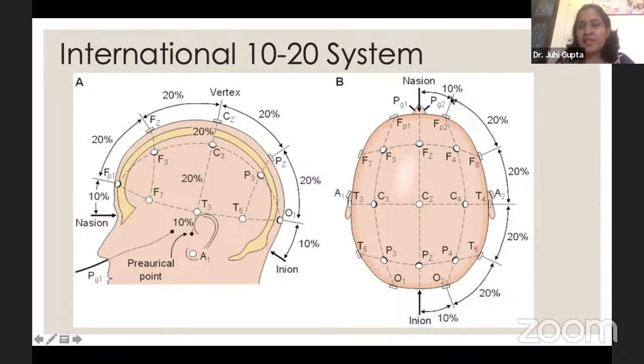So 10% on either side of the nasion, you are placing frontopolar 1 and frontopolar 2. And then at 20%, you are placing F8, T4, T6, O2. And then at another 10% to the inion, you are placing O2. So at 10% from the inion, you are placing O1 and O2, and the rest are at 20%. Similarly for this arc, the FP1 and FZ distance is 20%. Similarly for FZ, CZ, CZ, PZ, and CZ, O1.